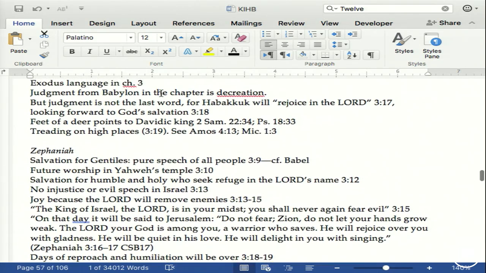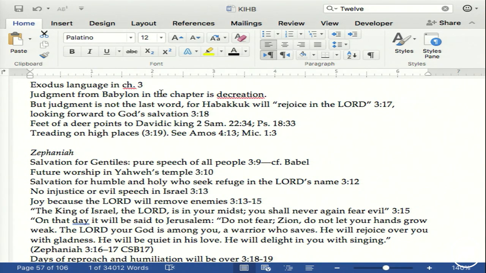Isn't it amazing how many beautiful and wonderful passages there are in Scripture? How much people miss that they don't read these books, right? Of course, the words of judgment, but wonderful words of salvation. And then we have that fascinating chapter about the new Exodus, judgment and salvation in chapter 3. Judgment isn't the last word in Habakkuk 3.